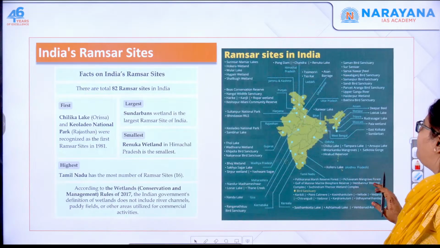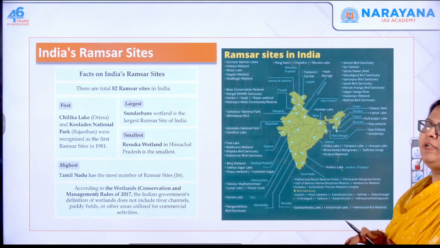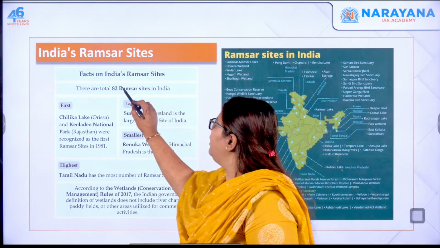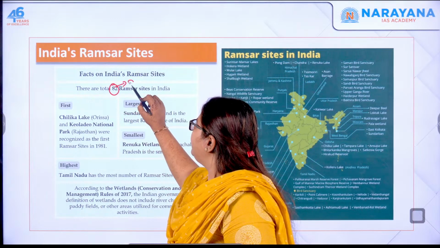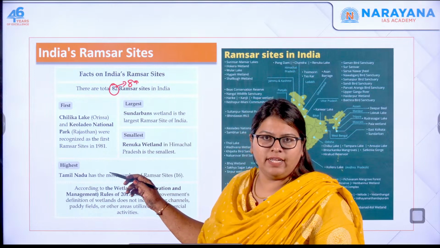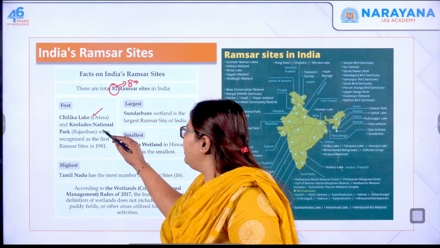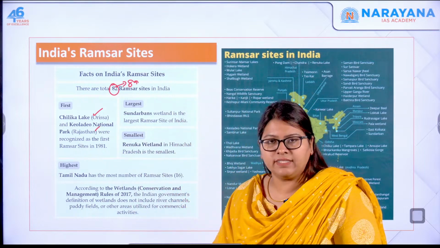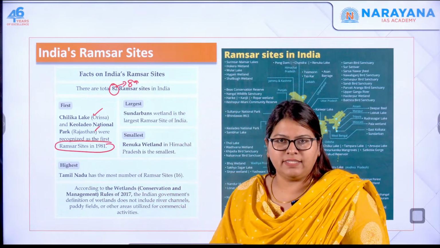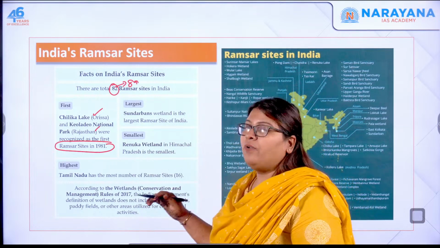Now, moving forward, let us see the Ramsar sites in India. This is a map depicting the Ramsar sites in India. The facts: there are a total of 82, no, it is 89 as of today. 89 Ramsar sites in India. The first one, Chilka Lake of Odisha, was the first one to make it to the list, along with the Keoladeo National Park, located in the state of Rajasthan. These were the first Ramsar sites recognized in 1981, that is 10 years after this agreement came into existence.